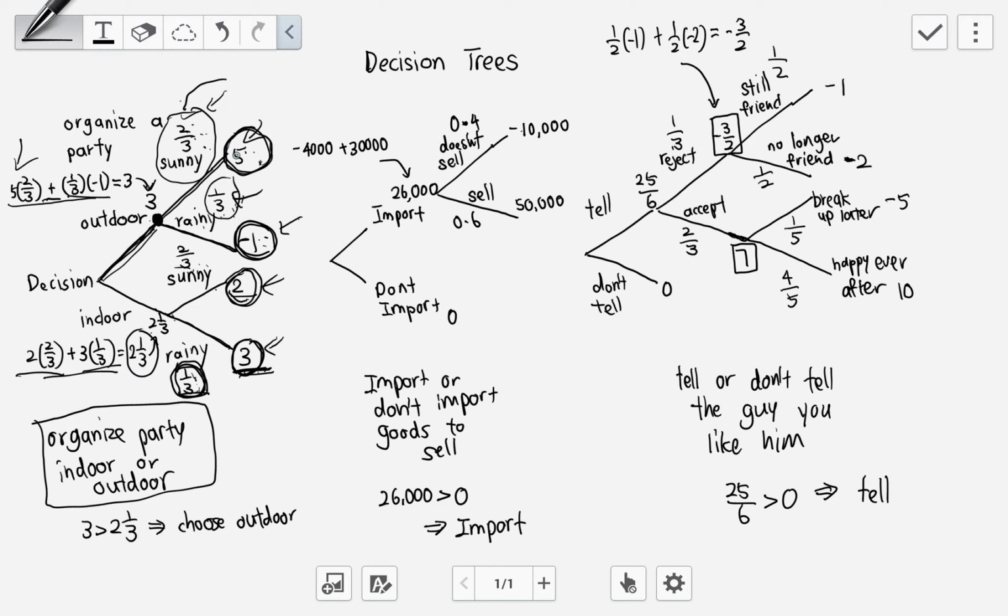So this calculation allows us to consider all these factors together. Since 3 is a greater utility than 2 and 1/3, I'm more likely to be happy outdoor than indoor. It takes into account both the reward and the probability. I could be so much happier if it's outdoor and sunny that I'm willing to take a bit more risk. So because 3 here is greater than 2 and 1/3 here, I'll take this decision, which is to go outdoor.